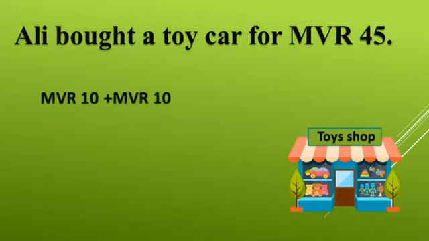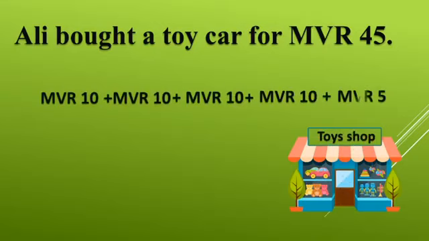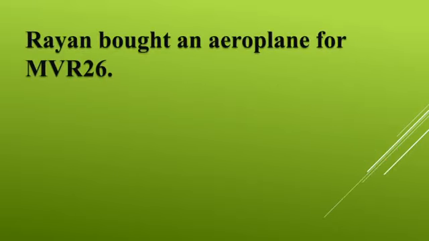So this time I add 4 notes of 10 rupiah and 5 rupiah. Then I get total 45 rupiah. And this is the one way we can partition 45 rupiah. Let's look at the fourth question.